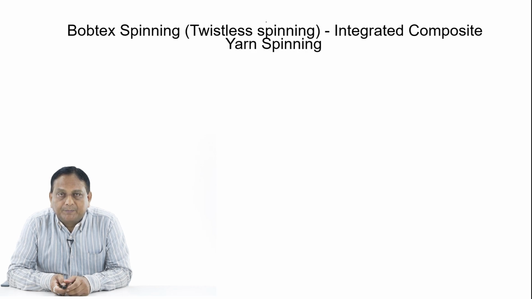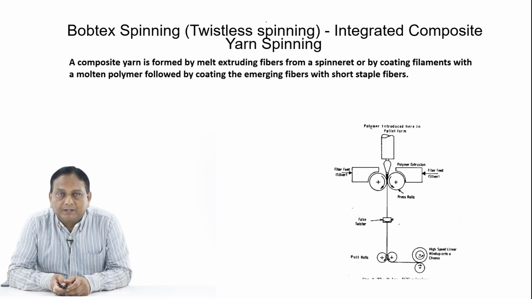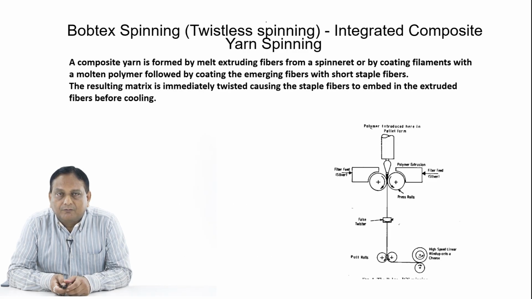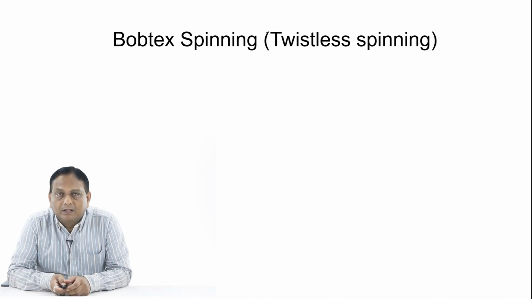Then finally the twistless spinning, this is the integrated composite spinning. This is also called Bobtex spinning, and the diagram is before you. A composite yarn is formed by melt extruding fibers from a spinneret or by coating filaments with a molten polymer, followed by coating the emerging fibers with short staple fibers, and the resulting matrix is immediately twisted, causing the staple fiber to embed in the extruded fibers before cooling. The resulting composite yarn is formed at a very high spinning rate, and the Bobtex spinning apparatus developed in this process is shown in the figure.